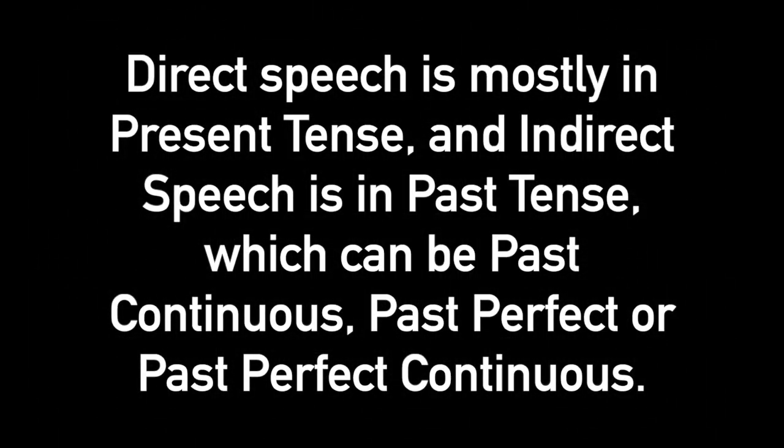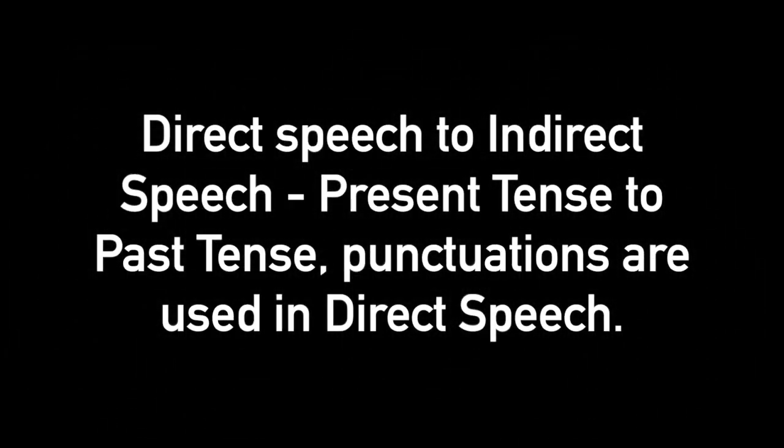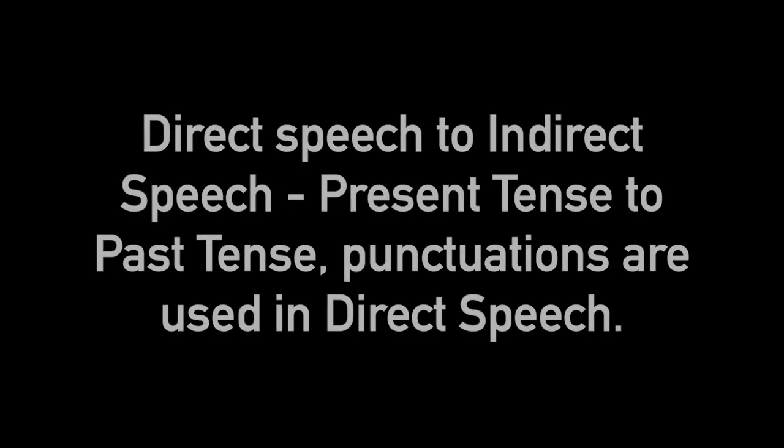Now what do you notice in these sentences? The direct speech is mostly in present tense, and indirect speech is in past tense, whether past continuous, past perfect, or past perfect continuous. So from direct to indirect, we are changing from present to past. Secondly, in the direct speech, we use punctuation marks. In indirect, we are not using them, except capital letter and full stop.